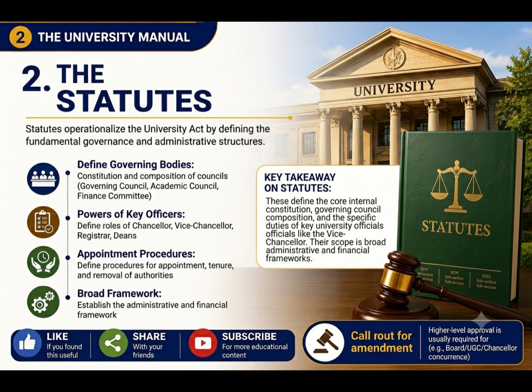The broad administrative and financial framework. Statutes usually require higher-level approval to amend, for example, Board of Governors or Governing Council approval, sometimes with UGC or Visitor or Chancellor concurrence, depending on the university's category.